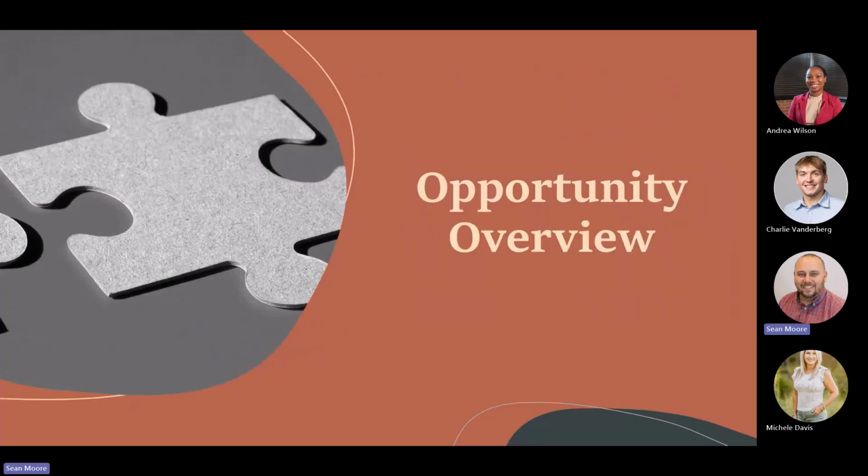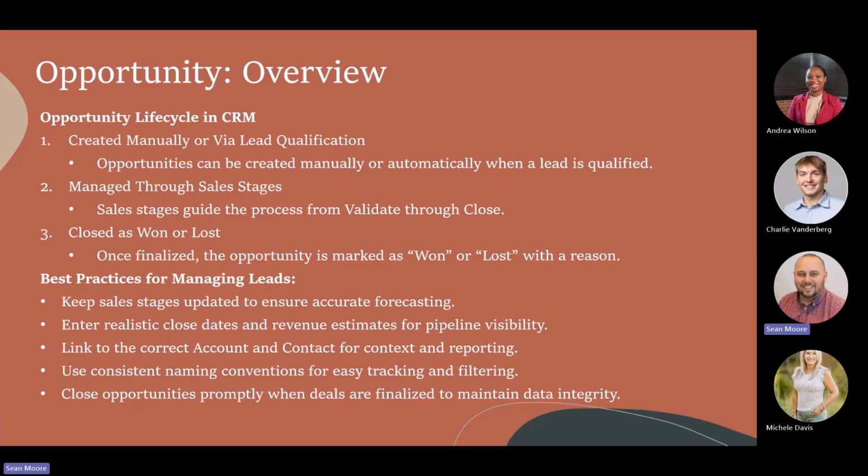All right, so now we'll go over the opportunity overview. We'll start with the life cycle and talk about a couple of best practices. So an opportunity is either manually created by the rep or it can be created by a qualified lead. Once you start managing these opportunities through the sales process, you'll go through the CEP process. And again, we'll go over that in a minute.